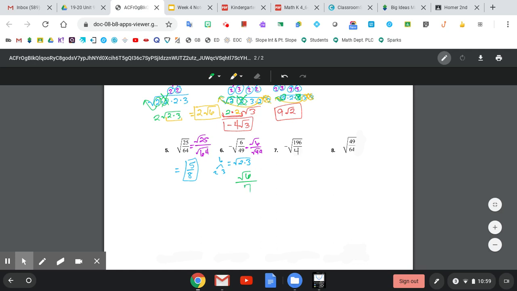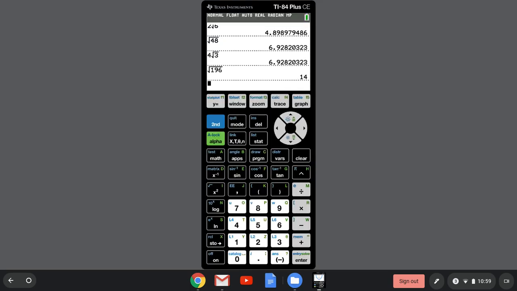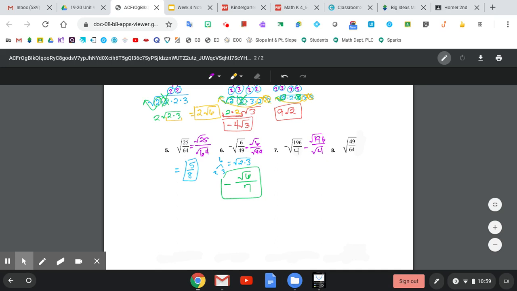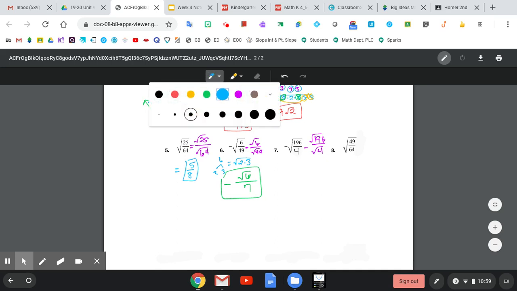Okay, number 7, the square root of 196 over 4. So again, I can separate these. So negative square root of 196 over square root of 4. Square root of 196. I don't know if that's a whole number, so I'm going to try it out. Square root of 196. Just so happens it is. It's a 14. So I know my numerator is going to be a 14.